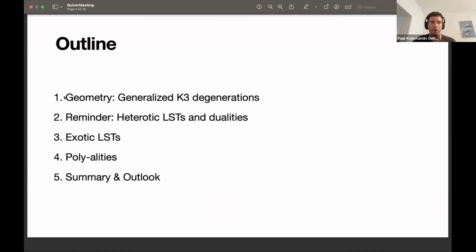So that's roughly my outline. I will pick up really quick where Muyang just left off. I will remind you, in a very cartoonish way, what the geometry of these little strings is, and how the typical heterotic little string dualities would look. And then I will tell you a lot of things about exotic little strings and the polyality that you have before I conclude. Good.